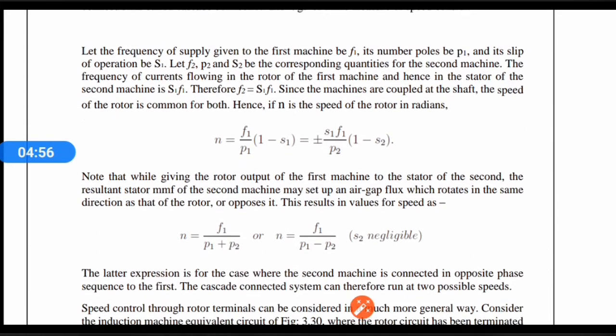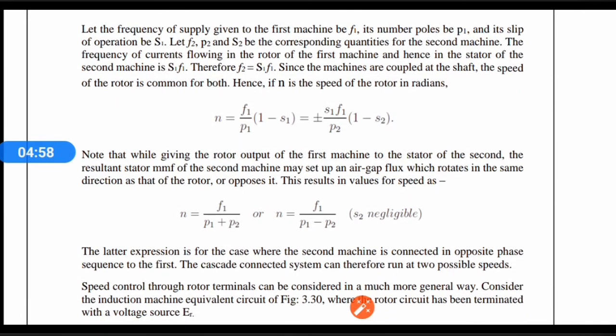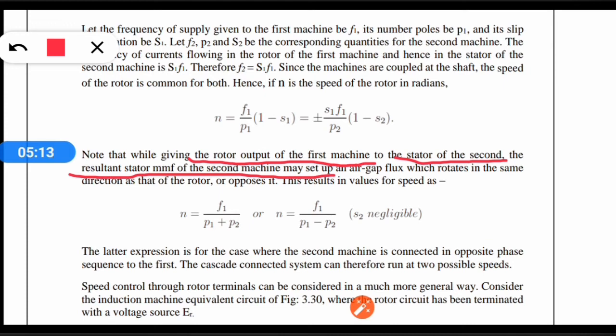So we can see from this equation that, let us have the rotor output of the first machine connected to the stator of the second. Then the resultant stator MMF of the second machine may set up an air gap flux which rotates in the same direction as the rotor or opposes it. So if it is running in the same direction, then we can have this speed, and if it is running in the opposite direction, then we will have a different speed.